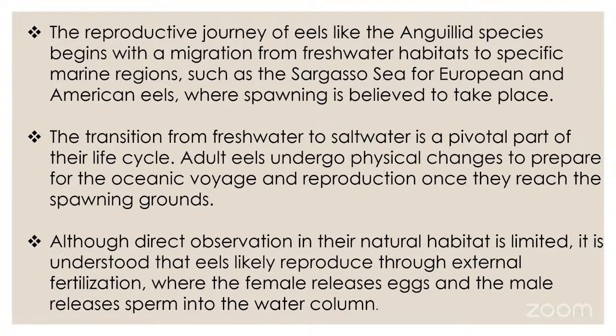The reproductive journey of eels, like the Anguillid species, begins with a migration from freshwater habitats to specific marine regions, such as the Sargasso Sea for European and American eels, where spawning is believed to take place. So these are the two kinds of eels. One is European and another one is the American eel. They migrate to freshwater habitats for spawning, for laying eggs.